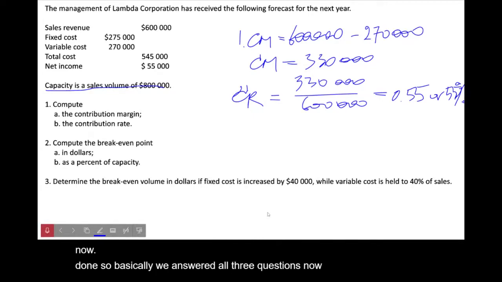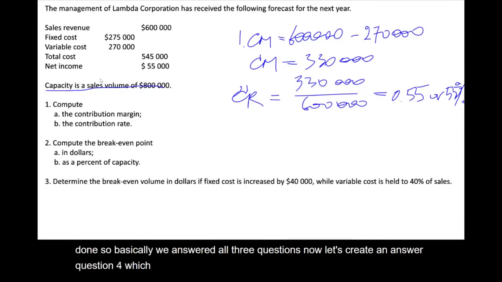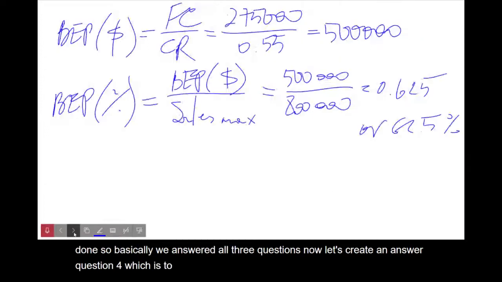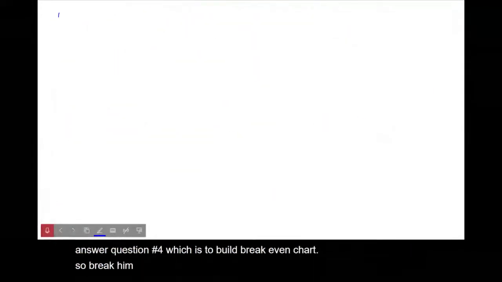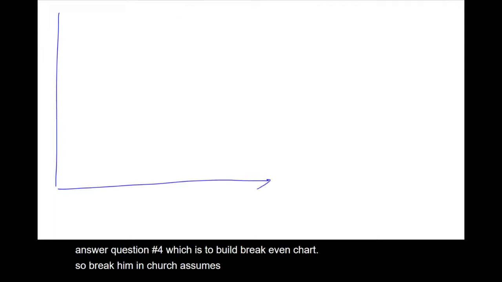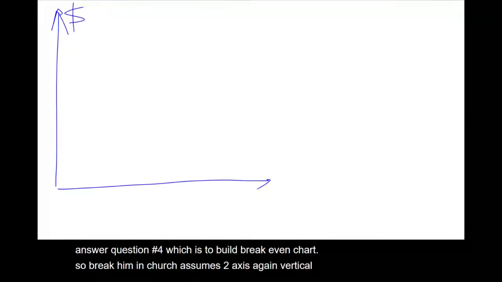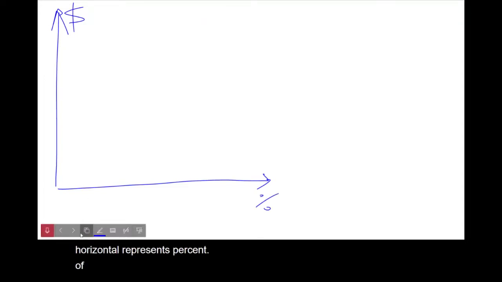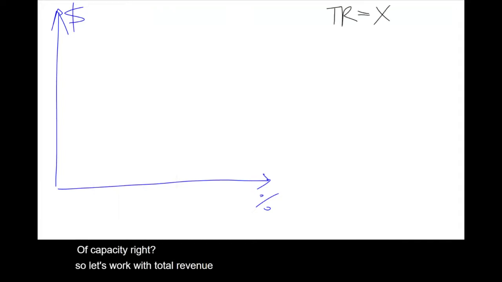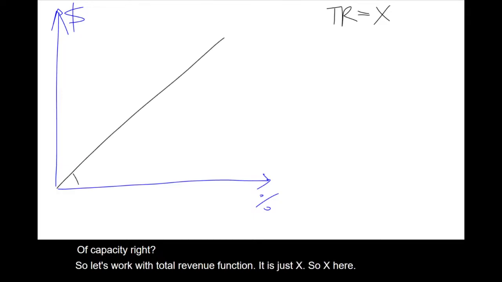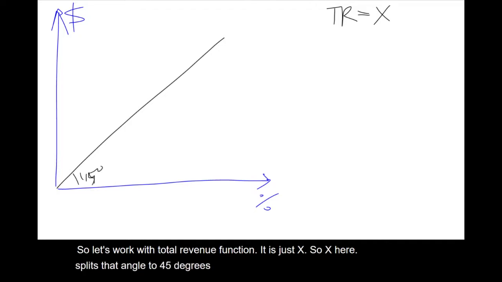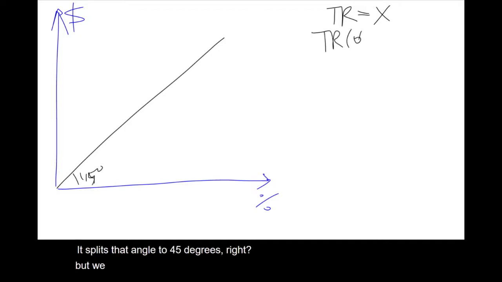Now let's create and answer question number 4, which is to build a break-even chart. A break-even chart assumes two axes again. The vertical axis represents dollars, the horizontal represents percent of capacity, right? So let's work with the total revenue function. It is just X, so X here. It splits that angle to 45 degrees, right? But we need numbers. So this number is easy.